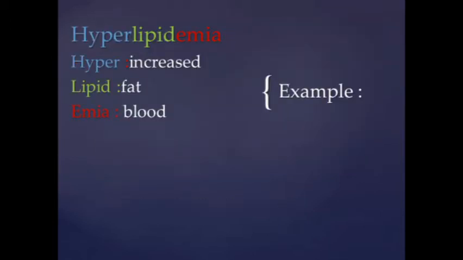Here is an example: hyperlipidemia. Hyper is the prefix, lipid is the root, and emia is the suffix. If you understand each part alone, you will have the total meaning of this medical term. Hyper means increased, lipid means fat, emia means blood.